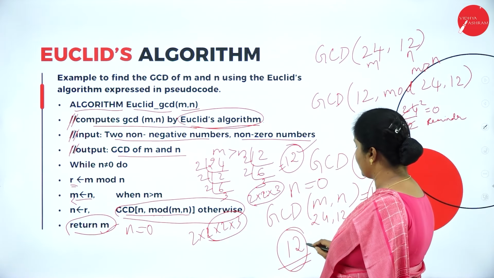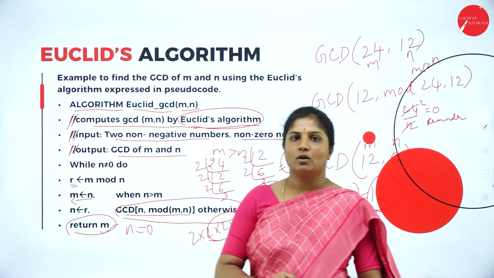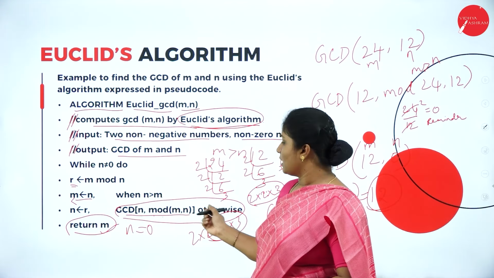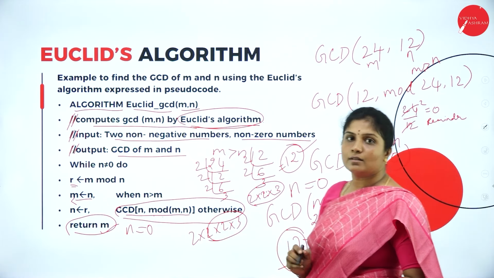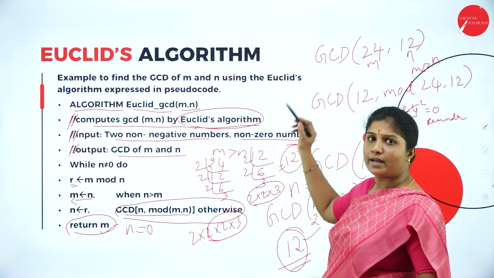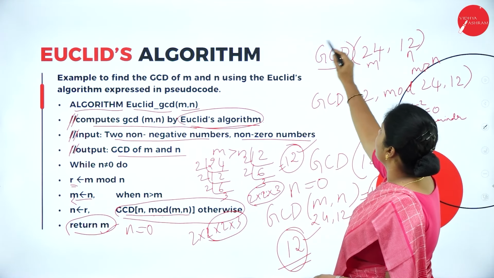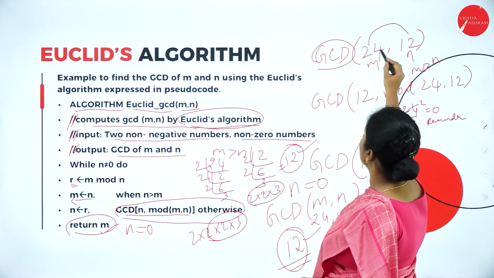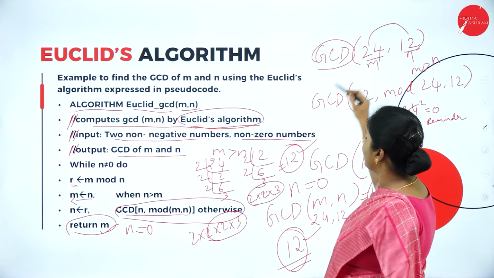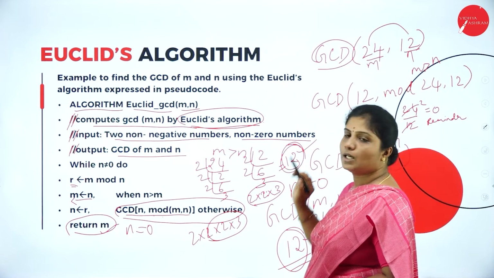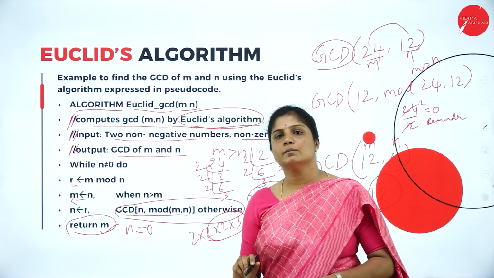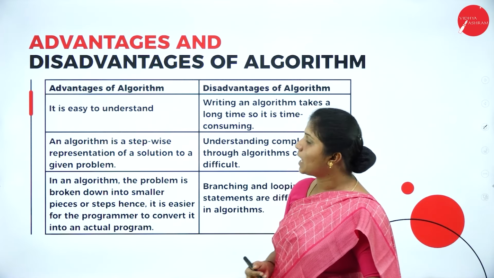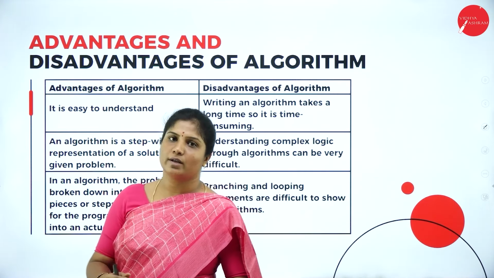Yes, this is correct. The Euclid algorithm works well. So we found the answer by using Euclid's algorithm. We found the greatest common divisor for the two non-negative integers, 24 and 12, and we found the answer as 12. Yes, Euclid's algorithm works well. Now, we will move on to the advantages and disadvantages of algorithm.